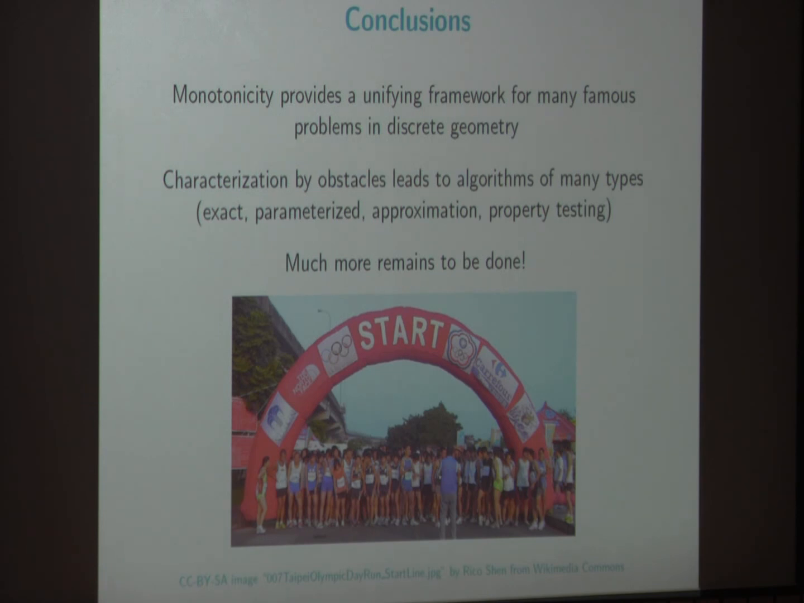So, as I've said already, I think this framework of looking at monotone parameters that depend only on the order type unifies many famous problems in discrete geometry, and it gives us new algorithmic insights based on this characterization of these properties by their forbidden subconfigurations. And we get new exact algorithms, new parameterized algorithms, approximation algorithms, property testing algorithms, etc. So I think there's a lot more to do in this area, a lot of interesting open problems, and so I would encourage you all to be looking. I'll stop there.